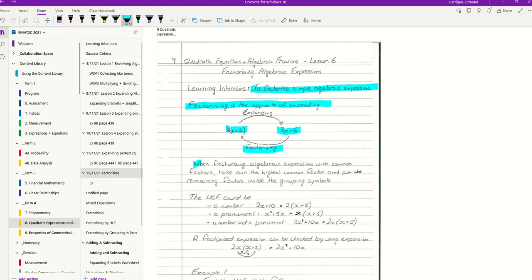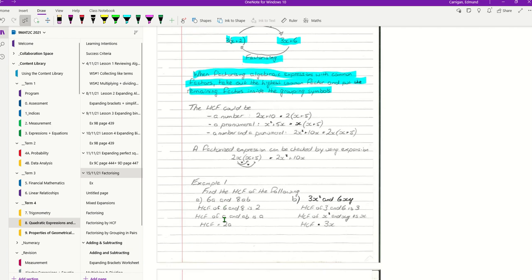So when factorising algebraic expressions with common factors, take out the highest common factor and put the remaining factors into the grouping symbols. So the first thing we're going to do is revise finding the HCF. Now the HCF could be a number, for instance 2x plus 10, the HCF there is 2, and we've got x plus 5, or it could be a pronumeral. For example, x squared plus 5x, x is the highest factor that will go into both of those, x outside of x plus 5 inside the bracket.